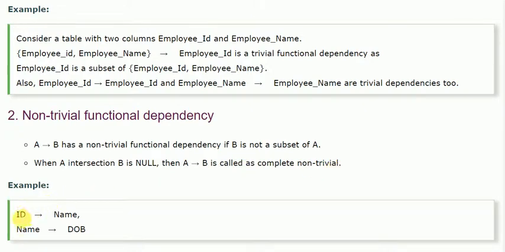For example, if we ask what is my date of birth, he will ask you what is your name. So if you give the name, then he will tell you the date of birth. So this way you can get results using the non-trivial functional dependencies. And now we will understand how these two are different and how these two can be used in the near future. Thank you.